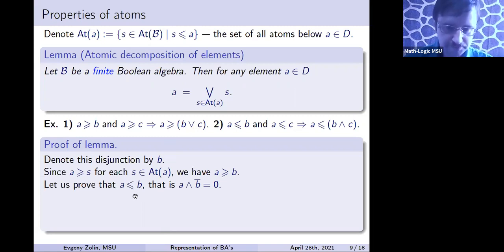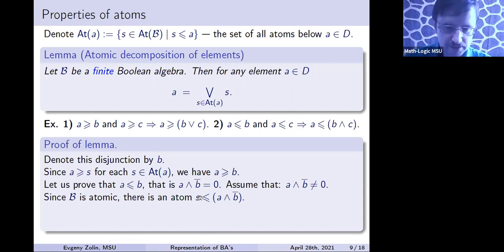A is below B. So by one of the equivalent definitions of this inequality, A and not B is equal to 0. But assume the contrary. Assume that it is not 0. So it is a non-empty element. And our algebra is finite, so it is atomic. So below this non-empty element, there is an atom. So take this atom S.